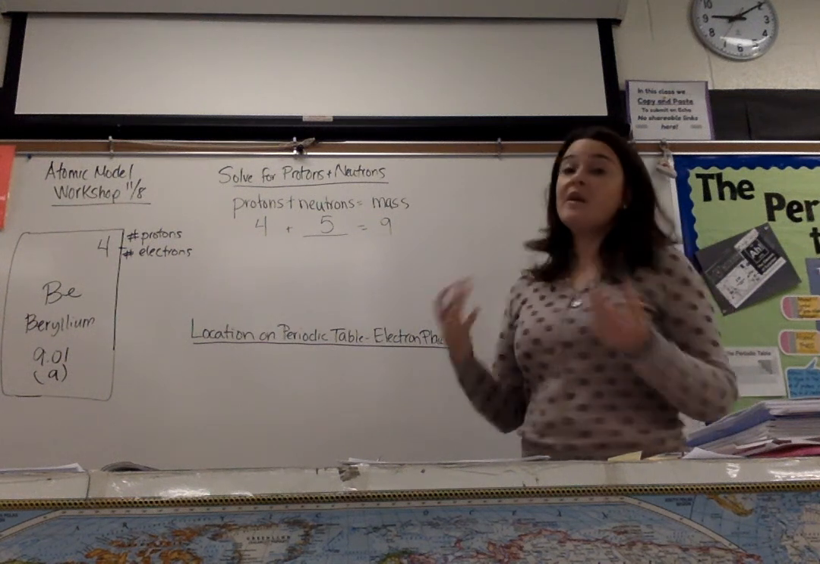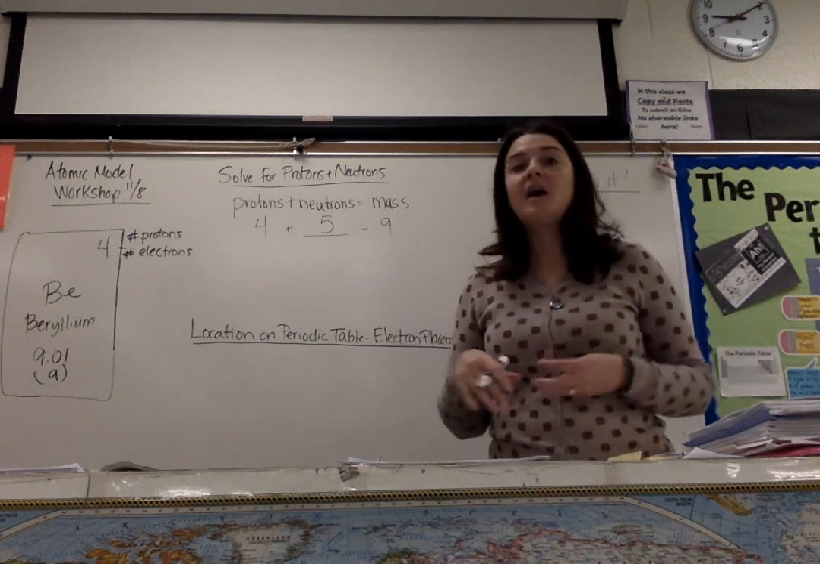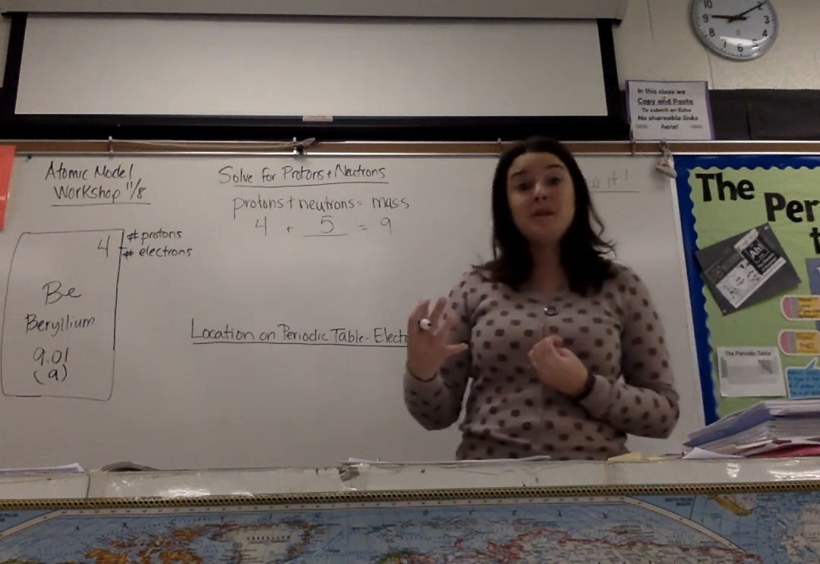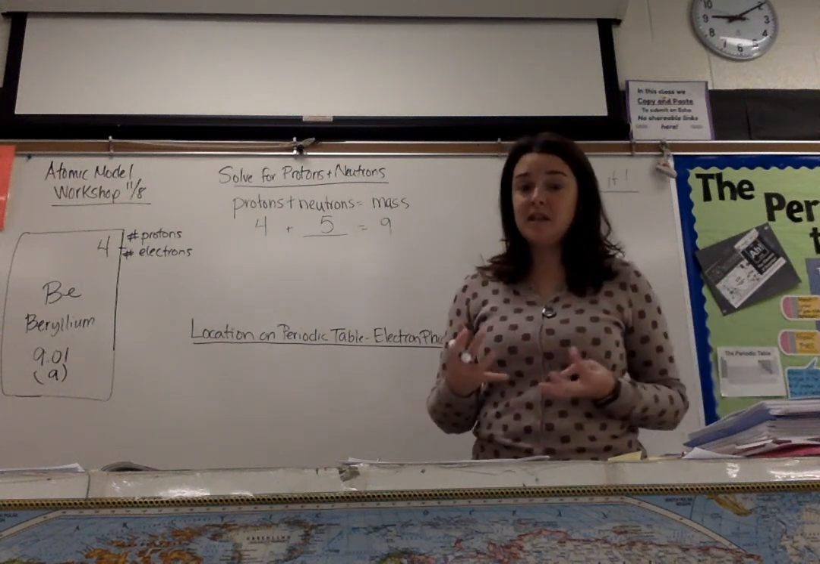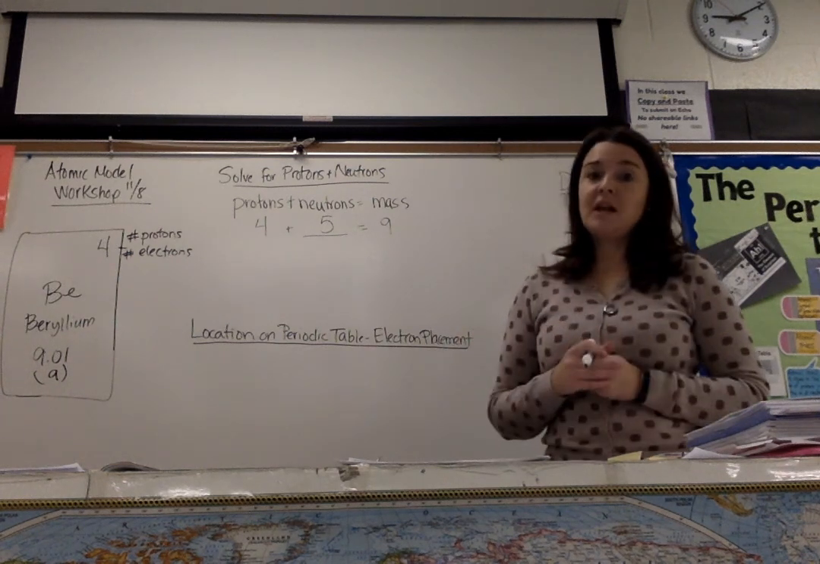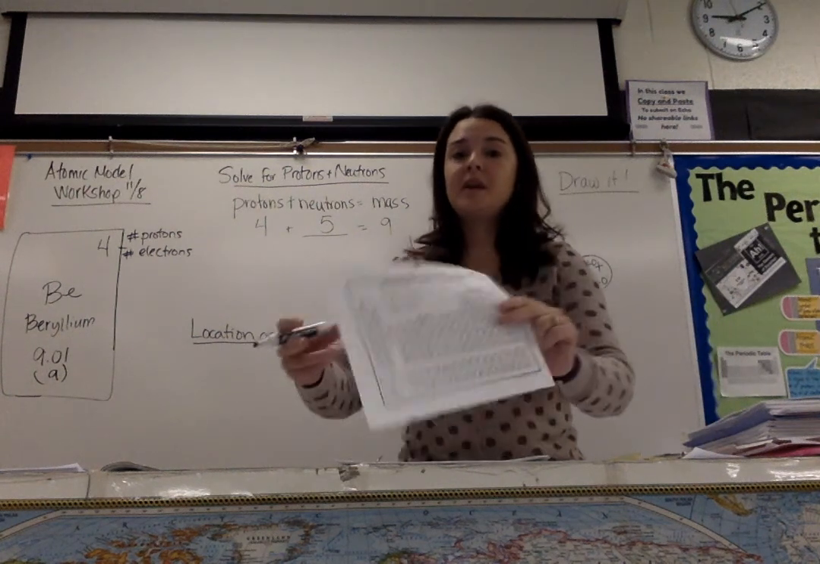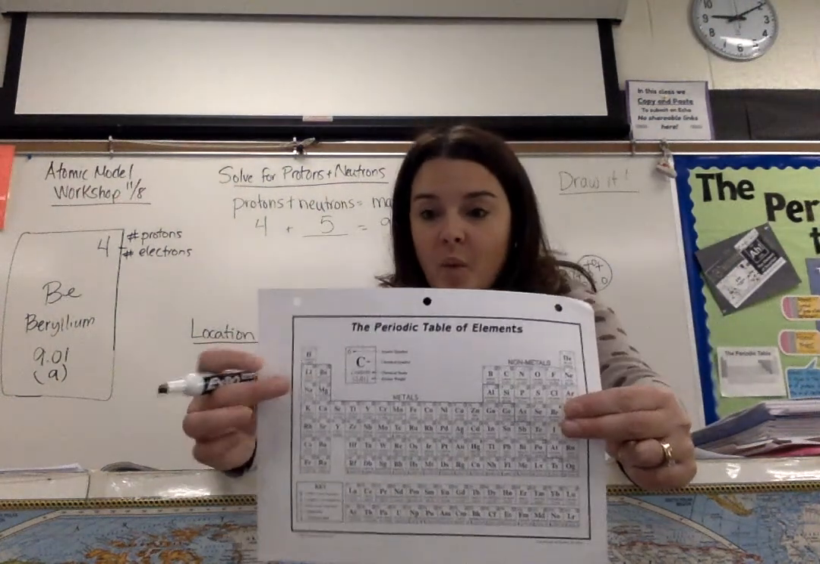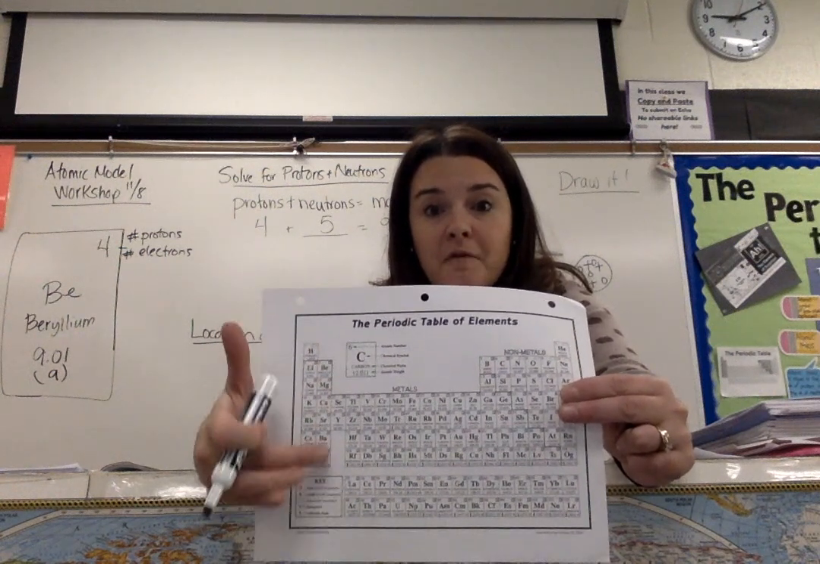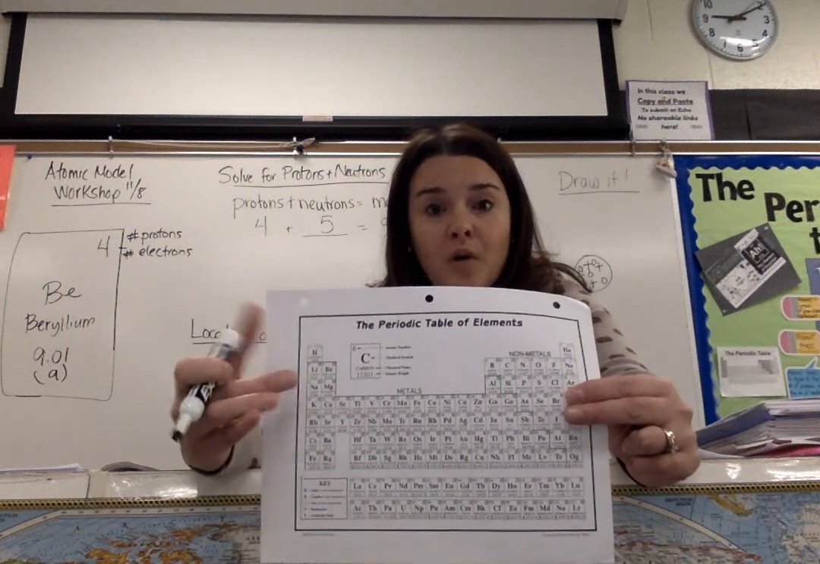Now, we know that the Bohr model with electrons in rings is not correct. However, it is the easiest way to draw an atom. But how many rings and how many electrons in each ring is the next part of our discussion. Beryllium's location on the periodic table is how we get that information. So here on the periodic table, we have beryllium. Beryllium is in column or family 2, and it's also in period or row 2.